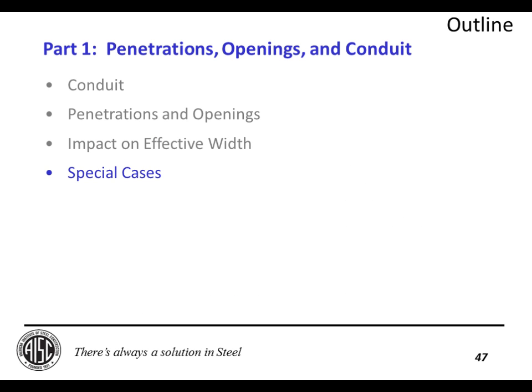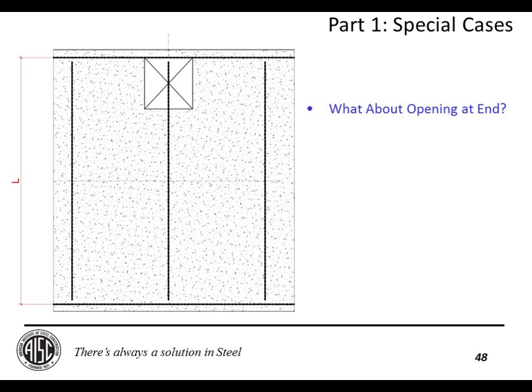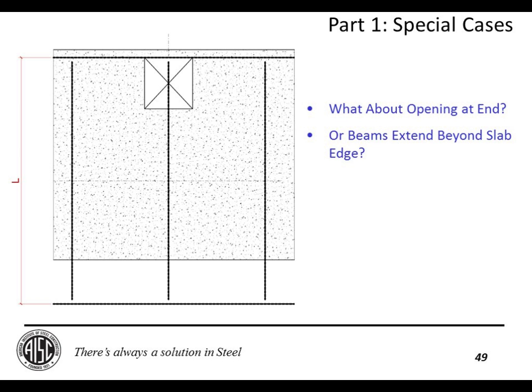Okay, so let's take a look at special cases. These really aren't that special because they seem to happen a lot. The first one would be what actually happens when you have an opening that crosses the beam itself. So you have a section of the beam that has no slab on it. Or perhaps even more common is when the slab itself is held back from the end of the beam, as shown at the bottom of the screen here. So you have a segment that has no slab on it on this side and a segment that has no slab on it on this side.